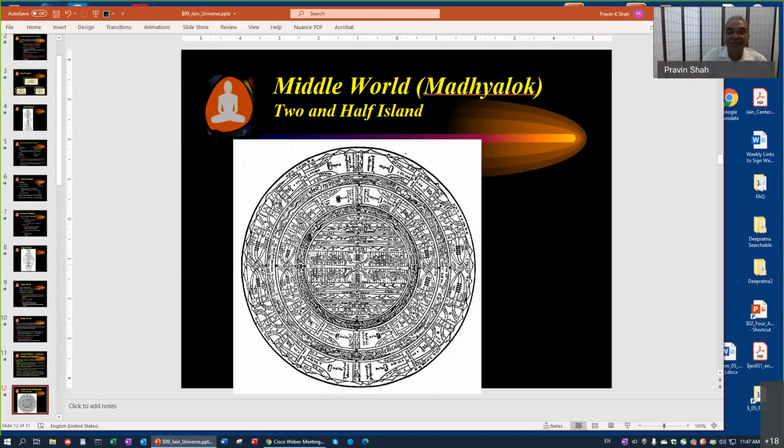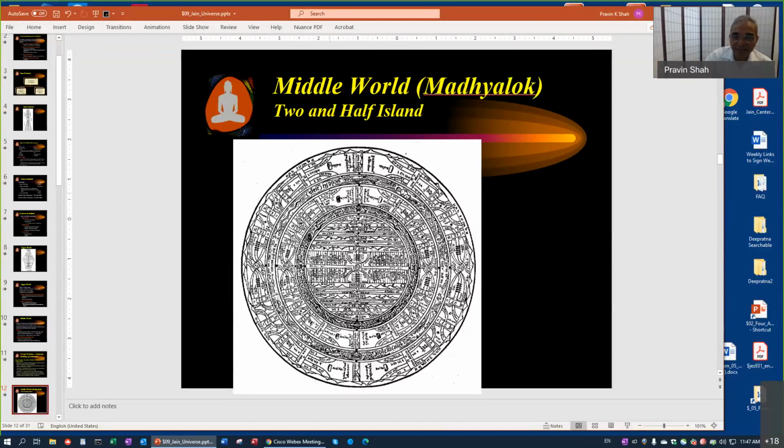Okay. Then there is an ocean surrounding that one, that is called Lavan Samudra. Lavan is salt. And if you really taste the water surrounding us, it is salty water. And that's the concept I'm saying here. All the way around, what we have is the Lavan Samudra. And then there is a Ghatki Khand.